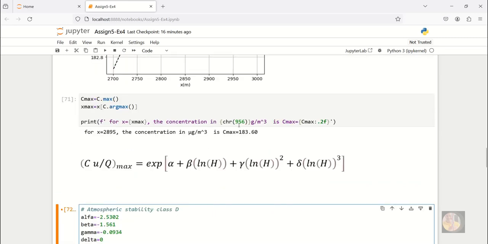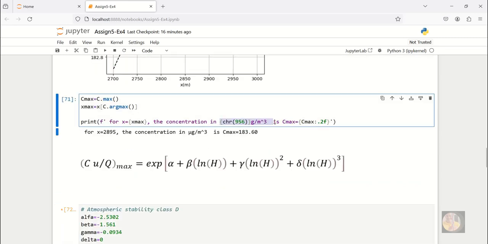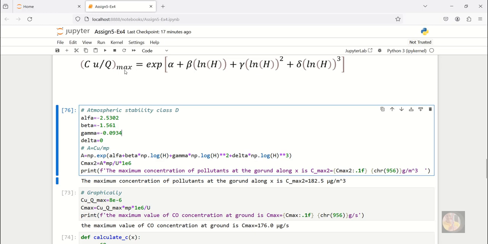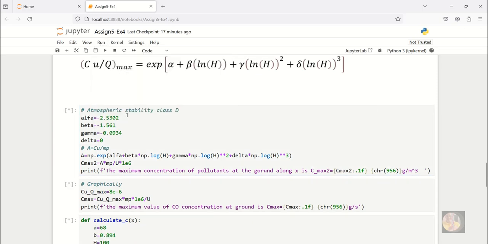And I can copy this again here, just to get a result with the correct unit. Okay, so if you run this, okay, this is the value. And certainly, this is your concentration, the maximum concentration at the ground. I'm going to run all the cells.